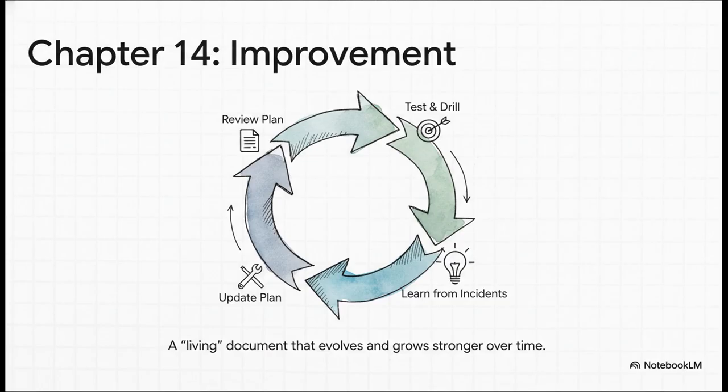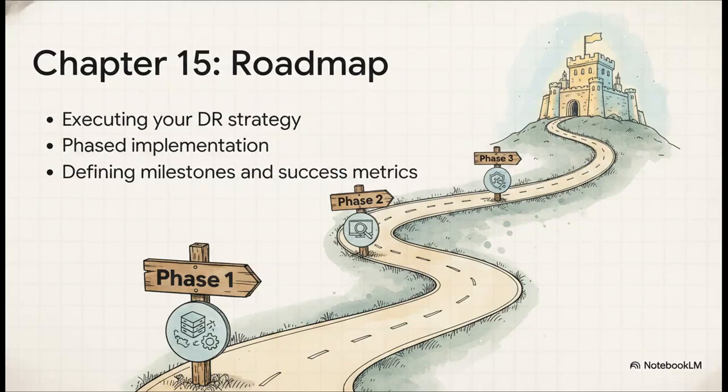The key takeaway was to set up a formal feedback loop, a process for taking the lessons you learn from every single test, drill, or actual incident, and using them to systematically update and improve the plan over time. And you brought the whole course home with Chapter 15, learning how to turn this big, grand strategy into a project you can actually manage.